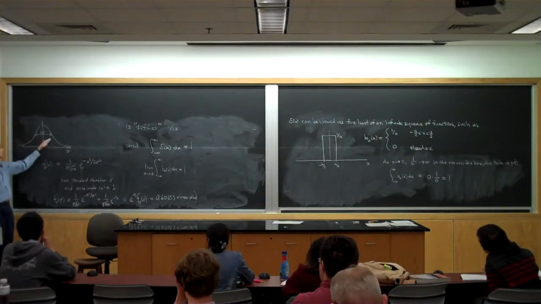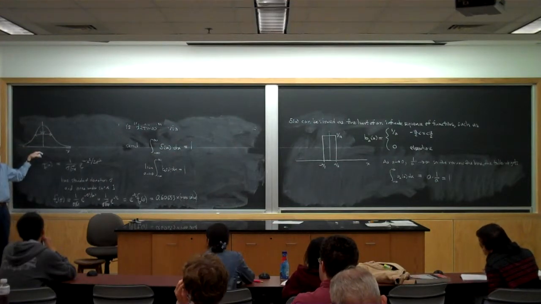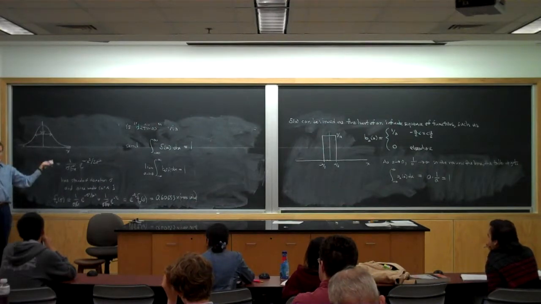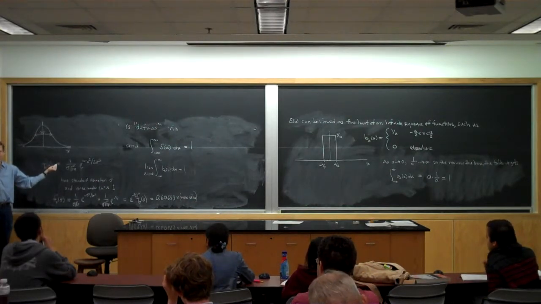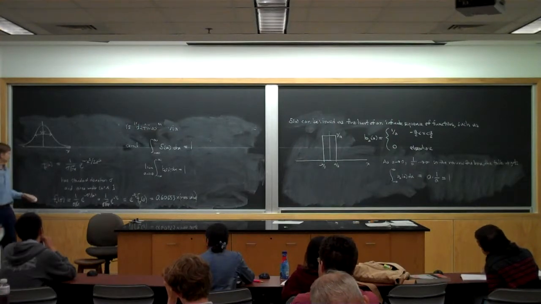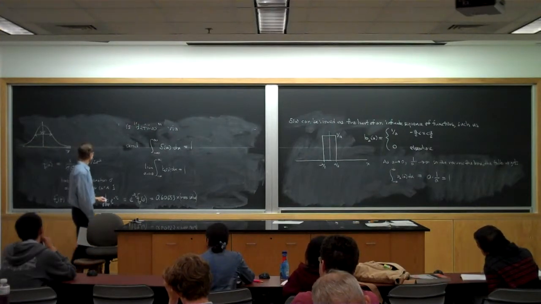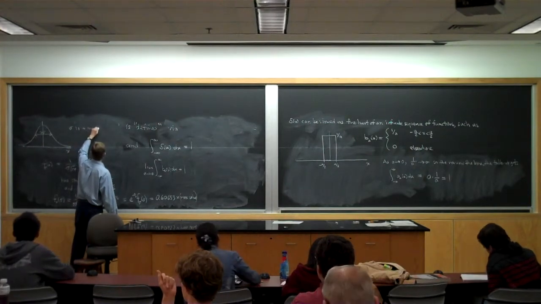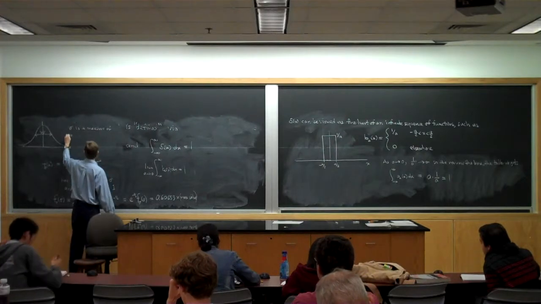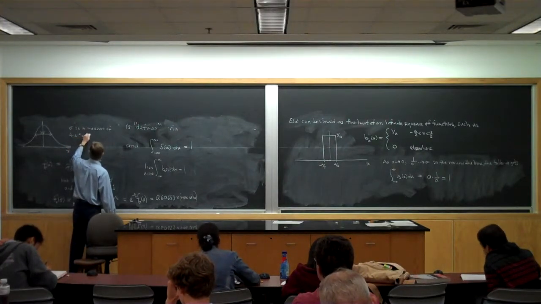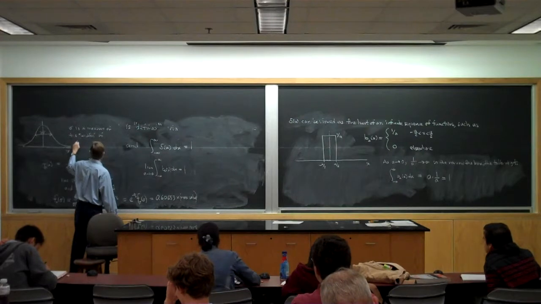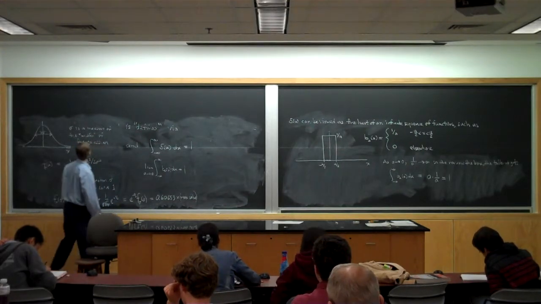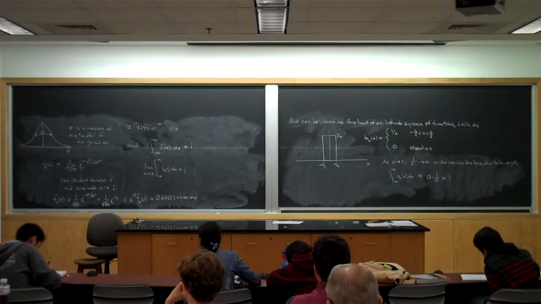If I did sigma over 2, then it'd be something else. But anyway, sigma is a measure of the width of the Gaussian, which makes sense. It's supposed to be the standard deviation. Standard deviation measures the spread in a distribution. So sigma is a measure of the width of the Gaussian.